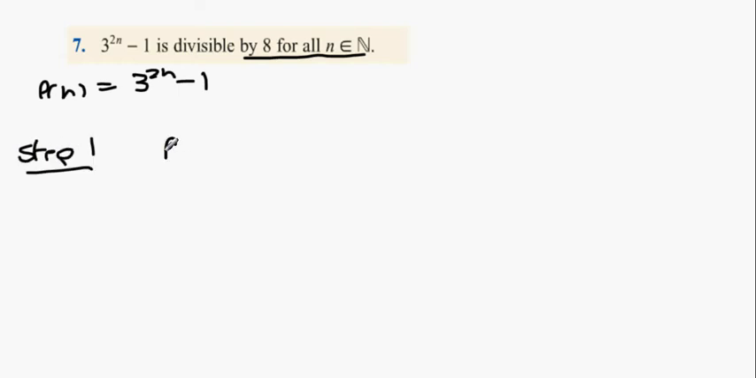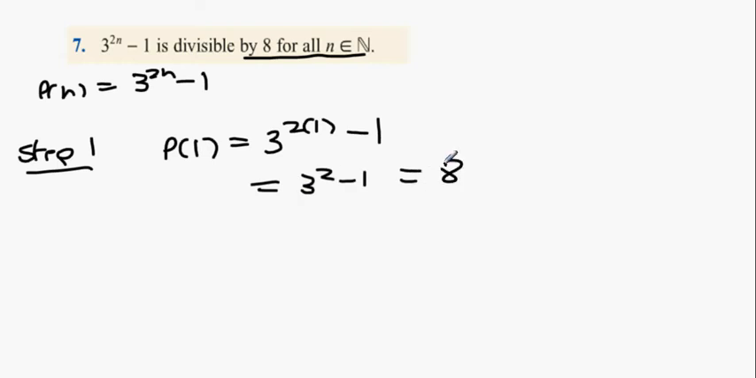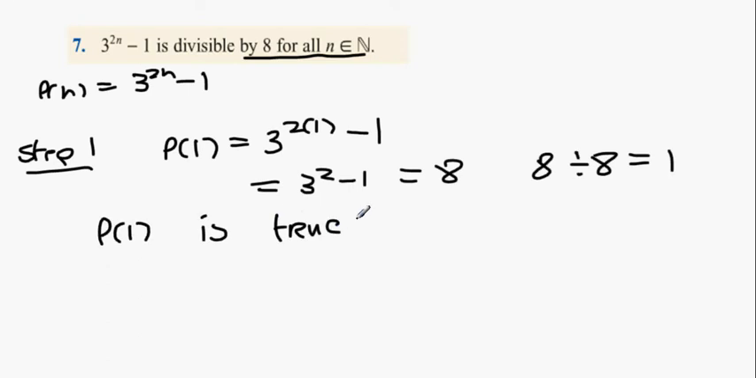P of 1 equals 3 to the power 2 times 1 minus 1, which is 3 squared minus 1, which equals 8. 8 divided by 8 equals 1. Hence, P of 1 is true, because it works for P of 1.